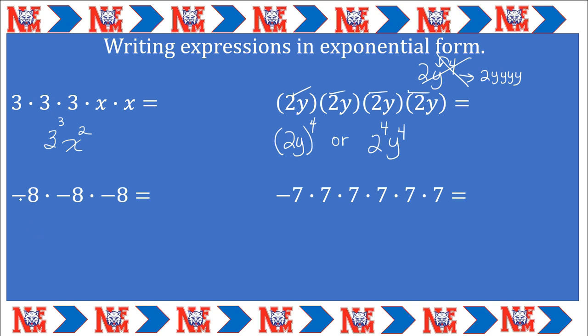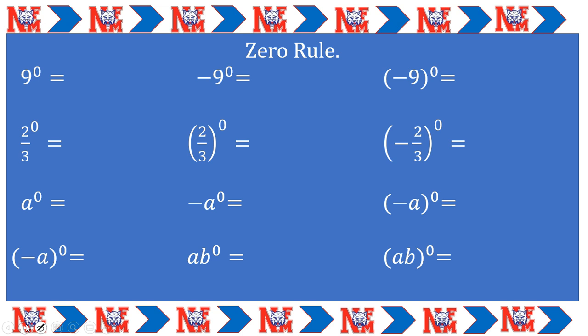Our next one, -8 is what's being expanded, so -8 is the base, and we have to use parentheses, and then we raise it to the power of 3. If you wrote -8 to the 3rd without parentheses, that is not the same as (-8) to the 3rd. So don't write it this way. Our last one, 7 is what's being expanded. The negative is not part of the base, so you do not need parentheses. So that is your answer.